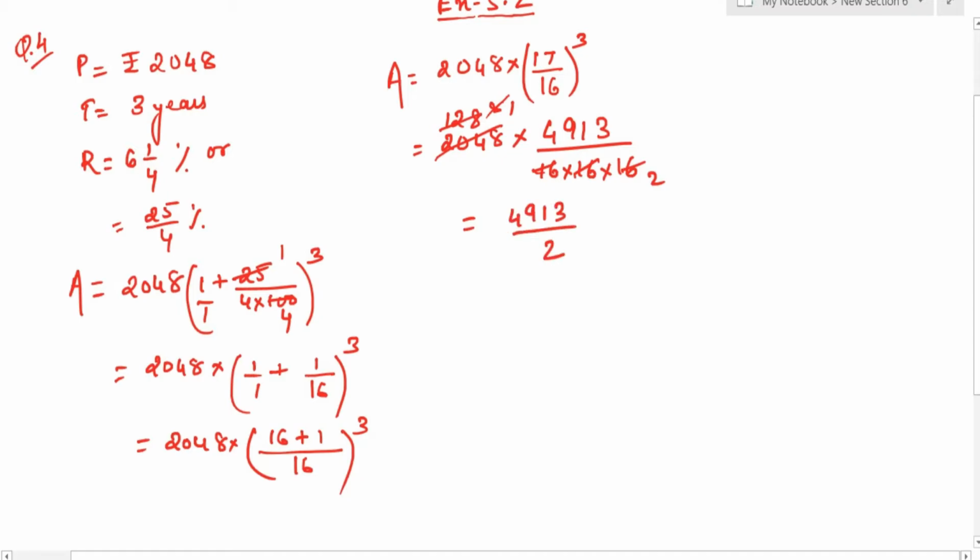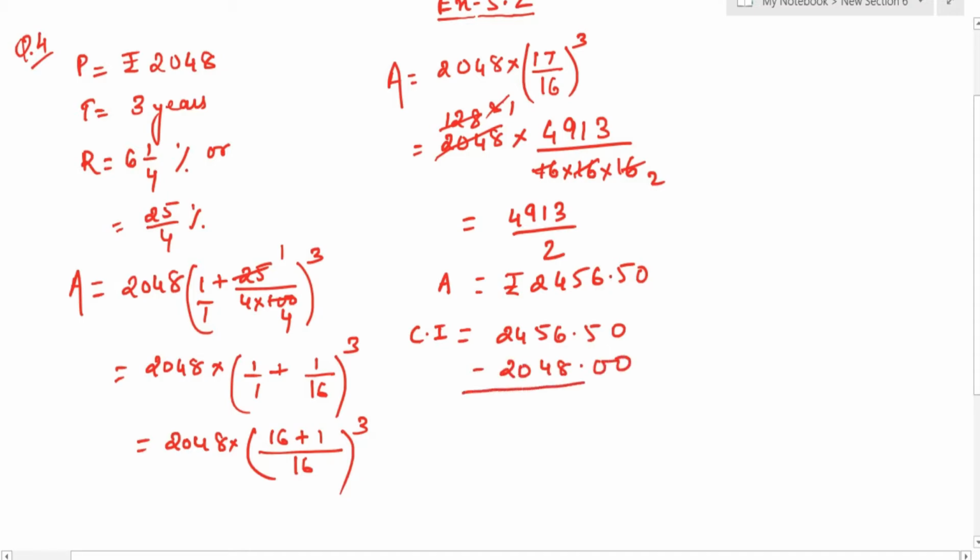If we take it out, we will get the actual amount, that is 2456 rupees and 50 paise. This is the amount. Now again I told you that the formula of CI is amount minus principal. So amount minus principal will give us the CI.